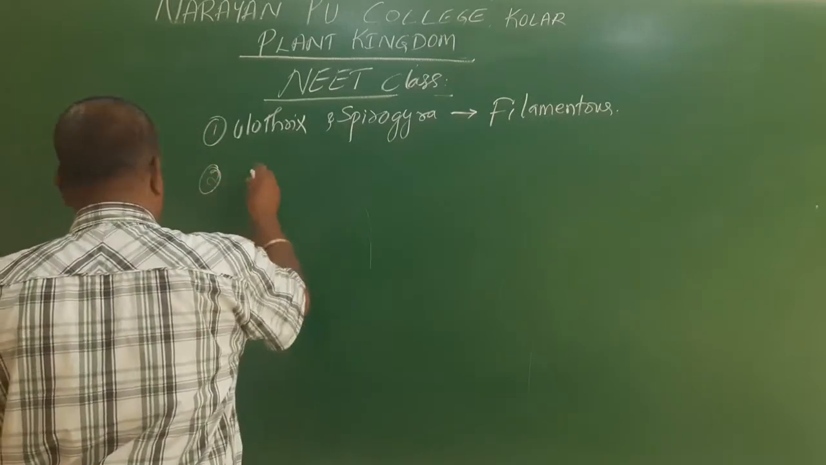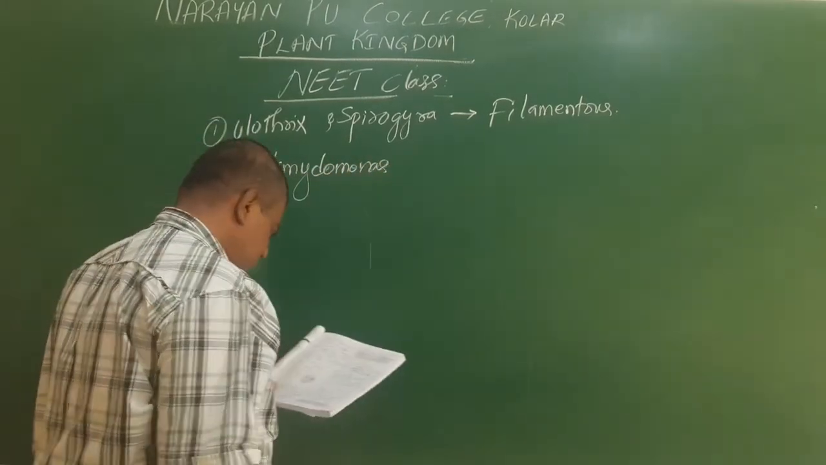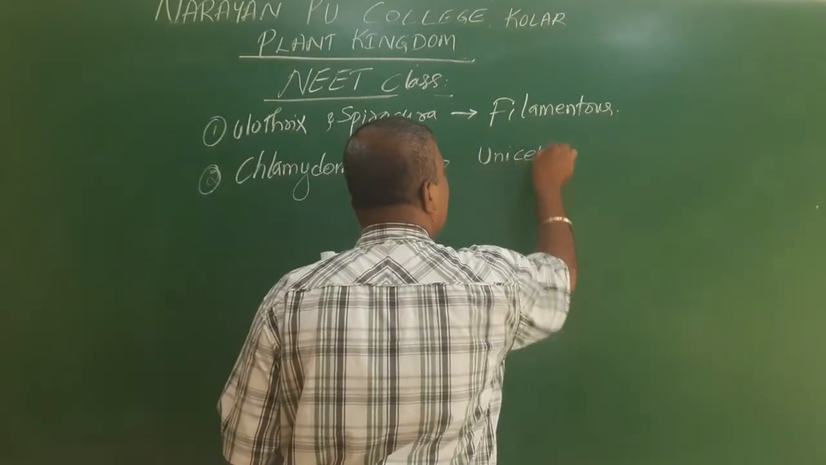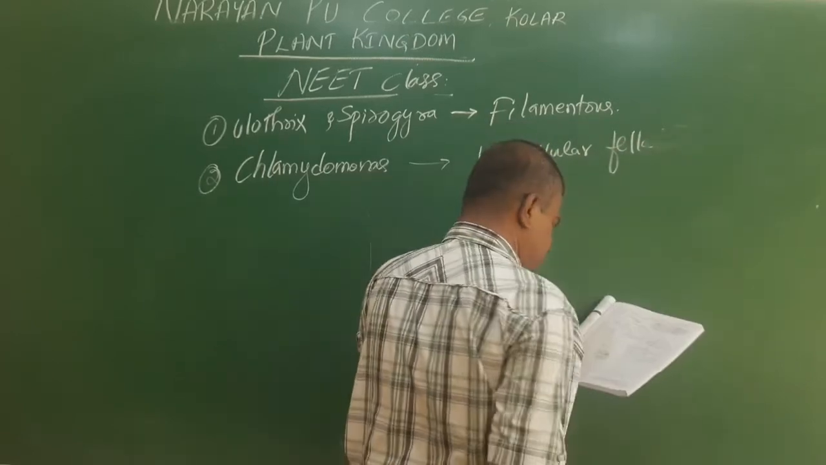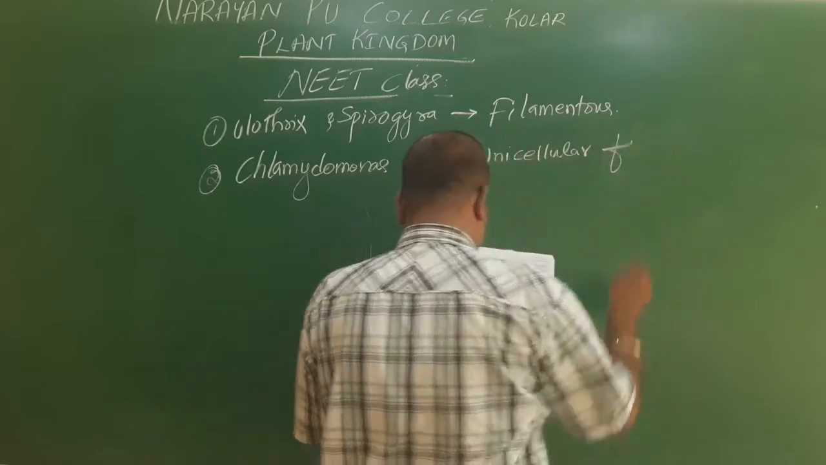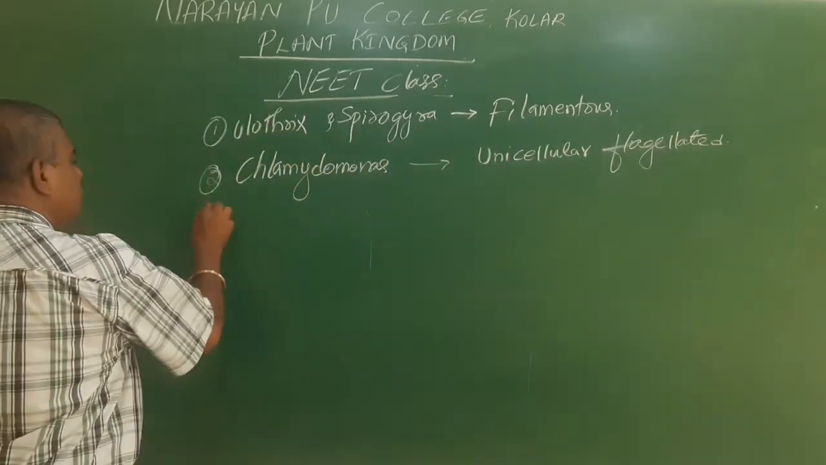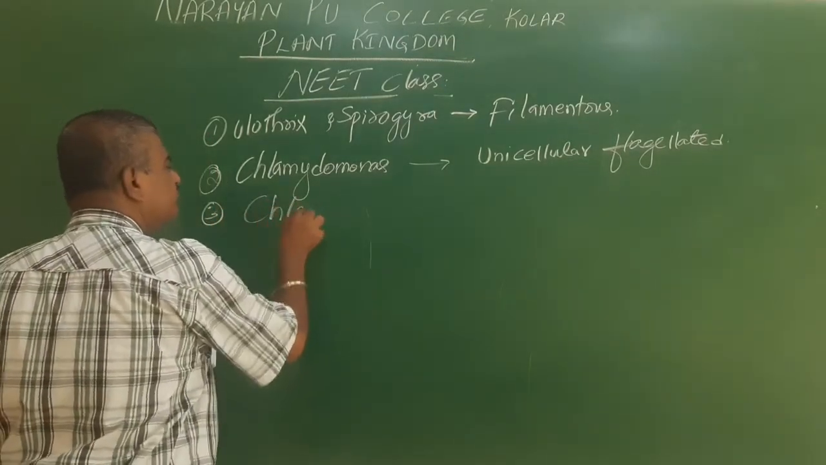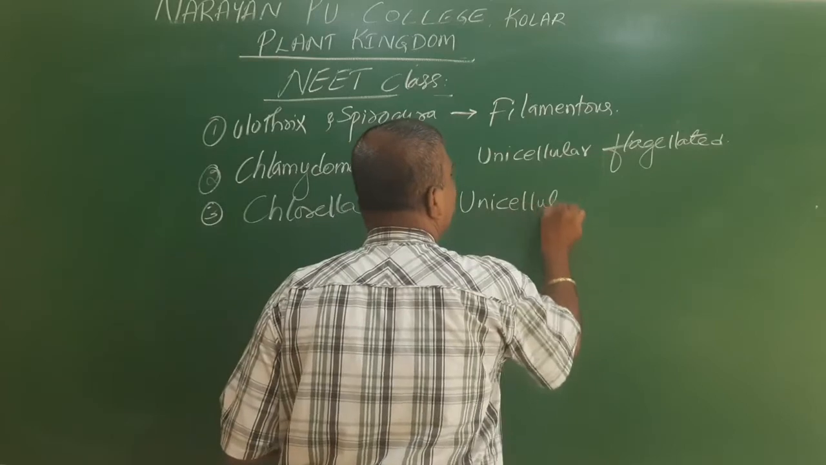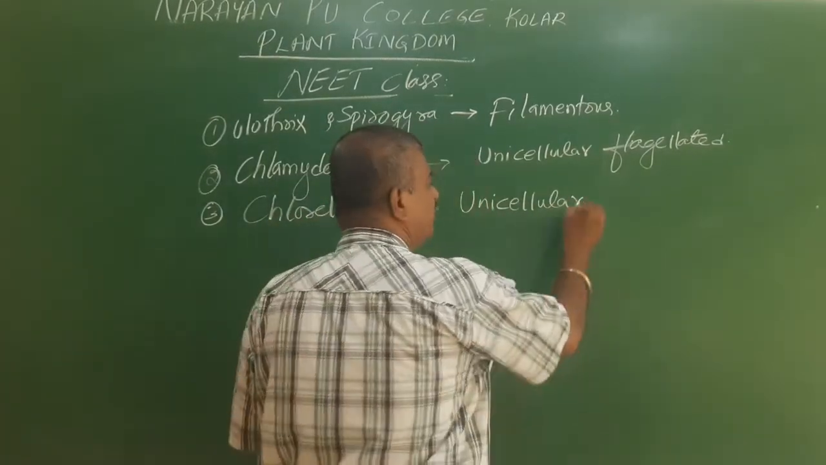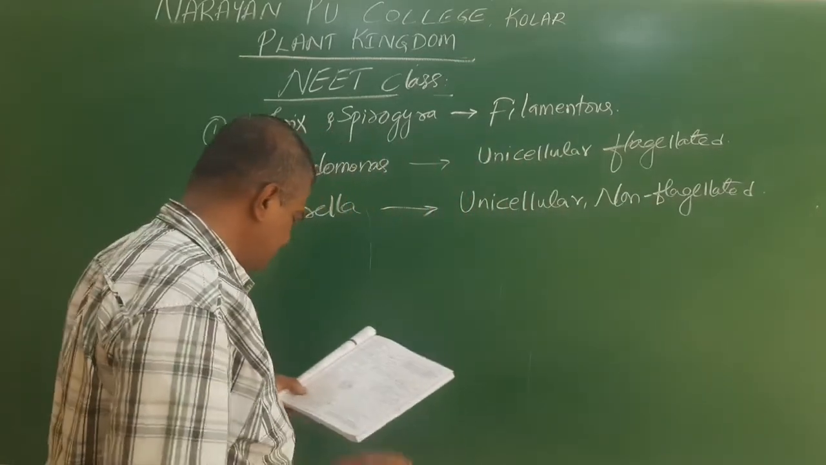So, we go for the second one called as Chlamydomonas. Chlamydomonas is a unicellular flagellated algae. So, we go for the third one called as Chlorella. So, this Chlorella is called as unicellular, but here it is non-flagellated algae. Even this matching is right.